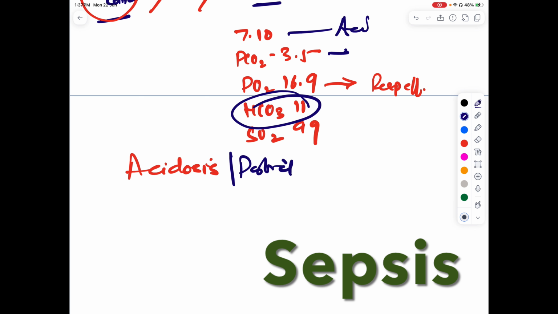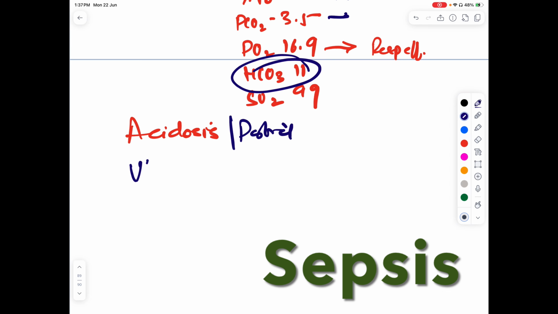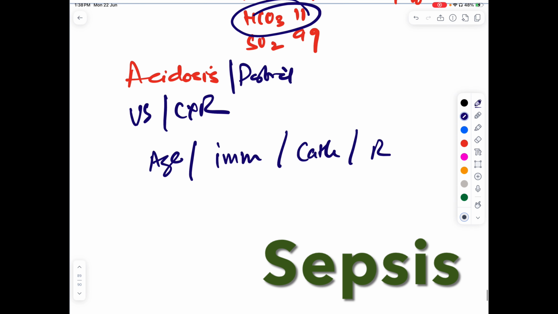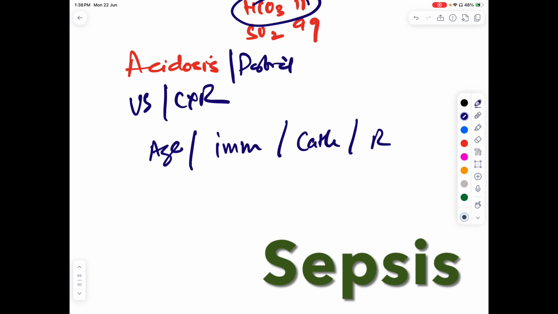And with electrolytes, we have to measure lactate. What will imaging give? Ultrasound, chest X-ray. Those with a high index of suspicion for sepsis on clinical presentation: age, immunocompromise, catheters, lines, recent surgery, hemodialysis, diabetes, steroids, alcohol, pregnant patients.